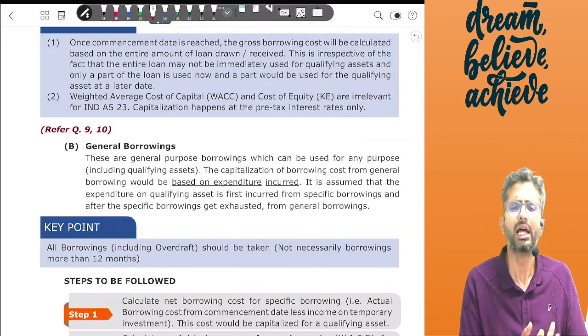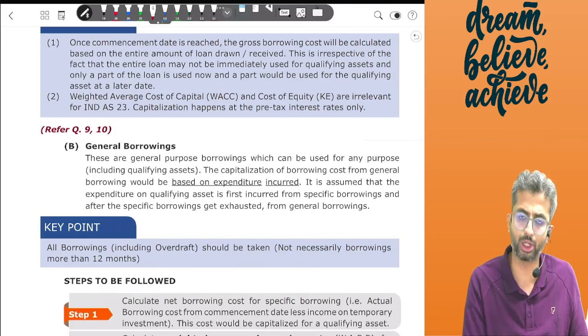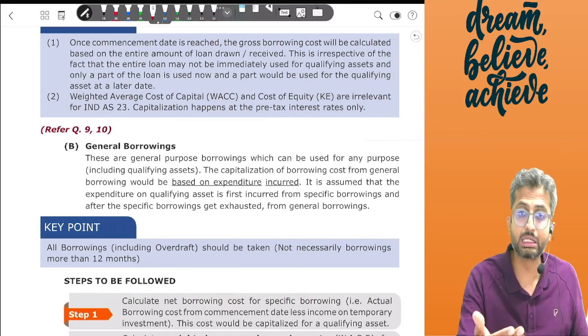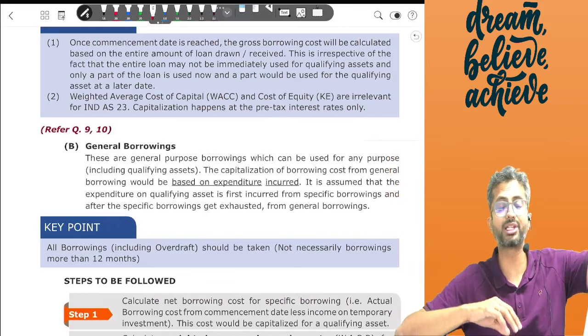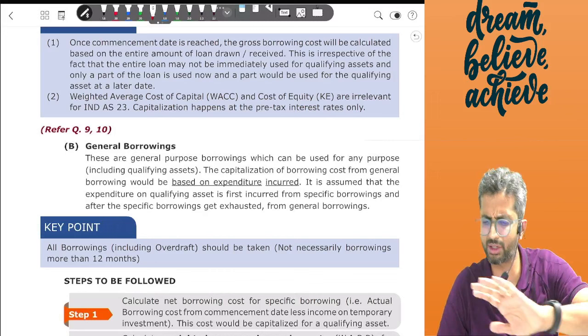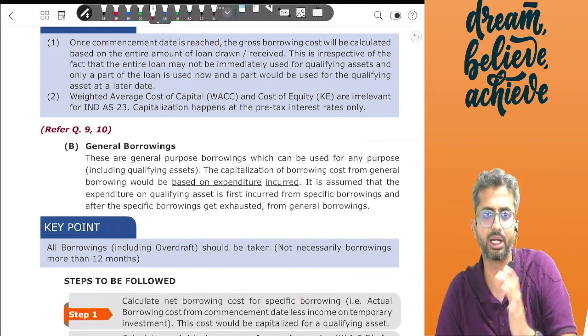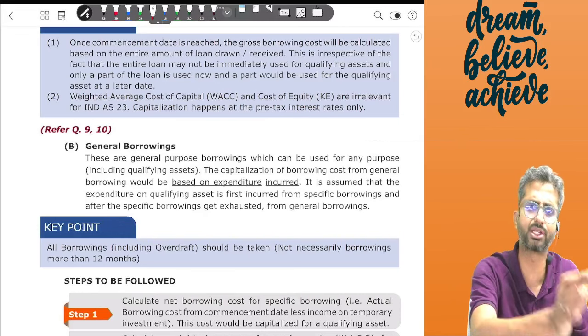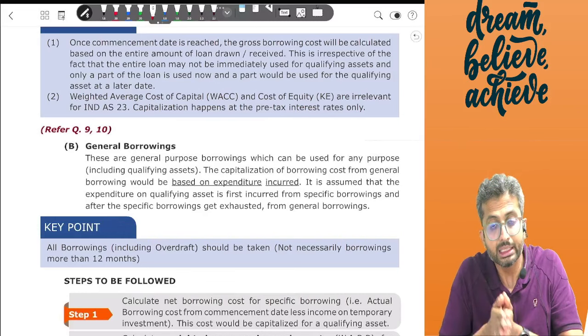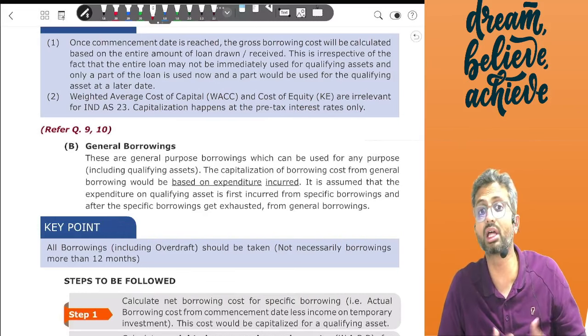Over here, let us look at the borrowing cost. First, in a question, there can be specific as well as general borrowings. If it is specific borrowing, very easy. You take the actual borrowing cost from the commencement date, less income on temporary investment, and whatever is the net borrowing cost, you capitalize.